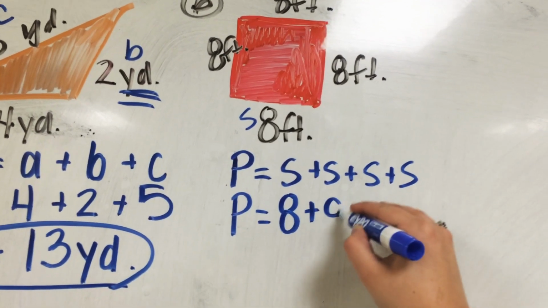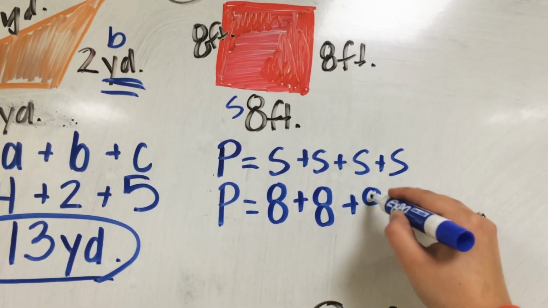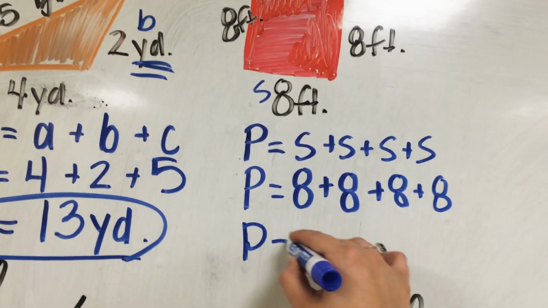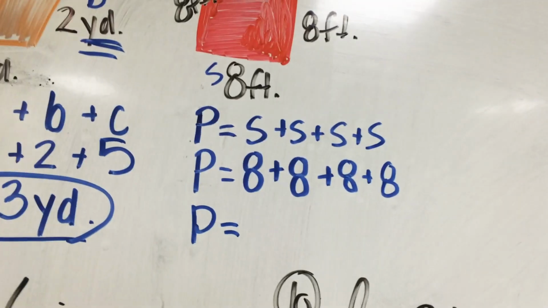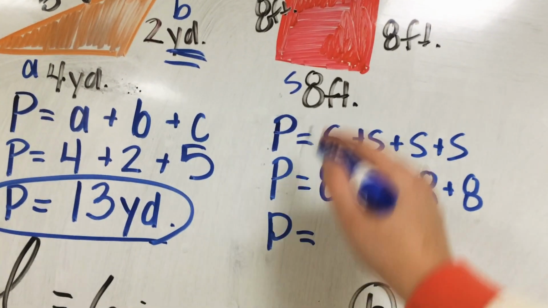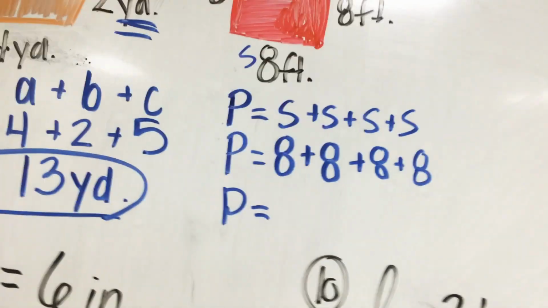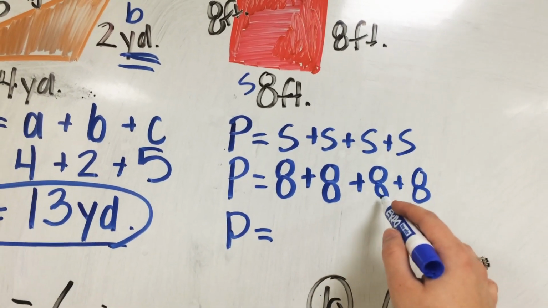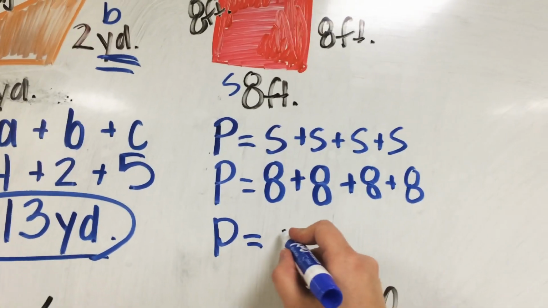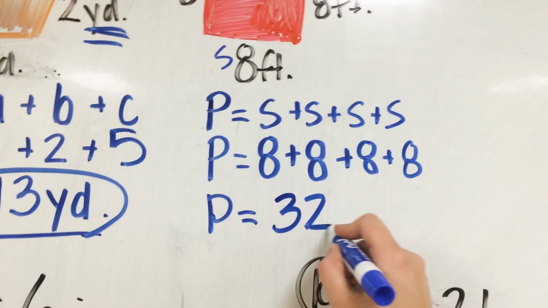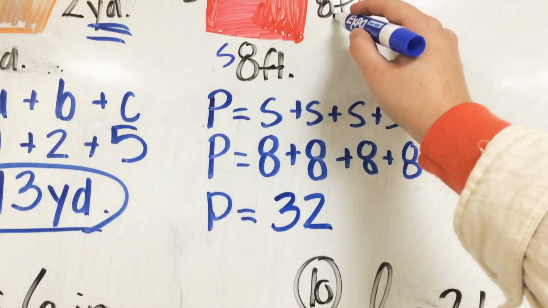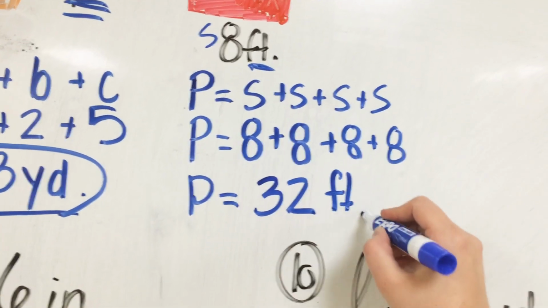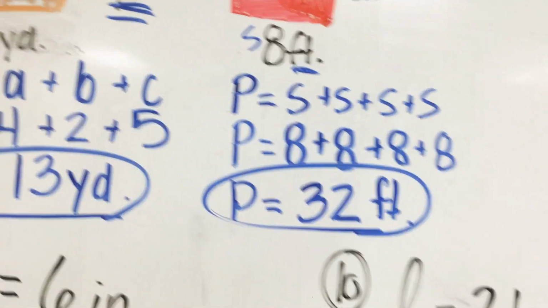Make sure you're doing the work with me. 8 plus 8 plus 8 plus 8. Okay, so let's do that together. Perimeter, and when you do an equation, don't forget you always drop this down, okay? That's what you're finding. So we have 8 plus 8 is 16, plus 8 is 24, plus 8 is 32. So our perimeter is 32 what? 32, our unit that we're using for the sides is feet. 32 feet is our perimeter of this square.